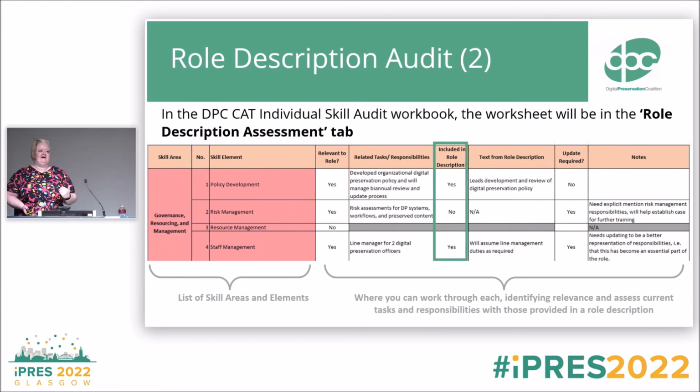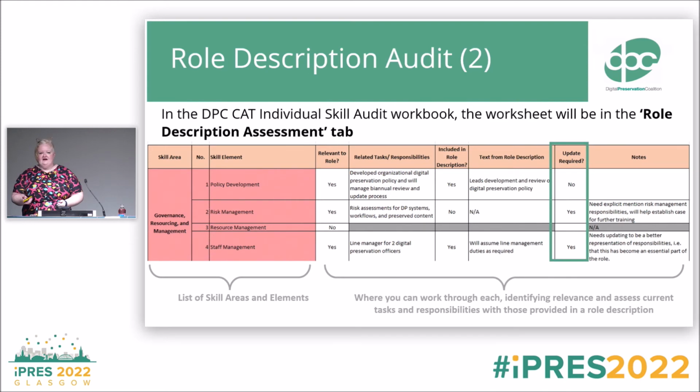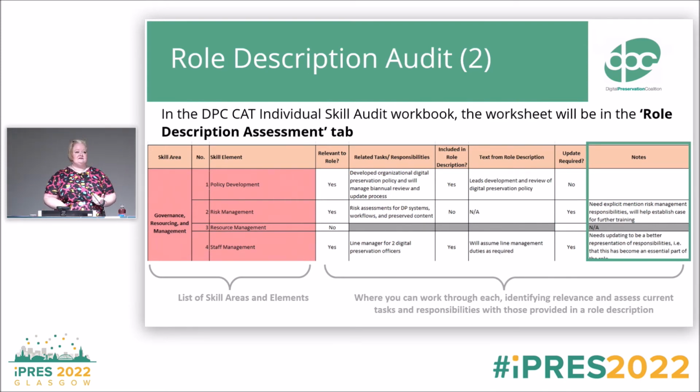Then a quick check if that is actually included in your role description or not. I think you might have yes, no, or somewhat as the options there. And then the next column is around giving you the opportunity to put in some of the text from your role description if it exists in relation to that. So you've got a comparison there of what you're actually doing and how it is described currently in your role description. Then you can indicate if you feel like there is an update required and make any notes against that.